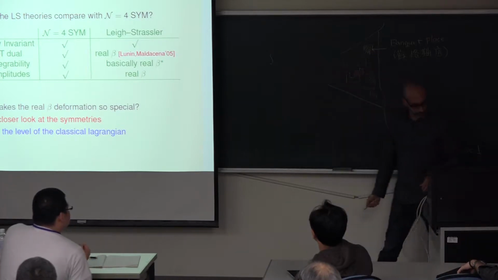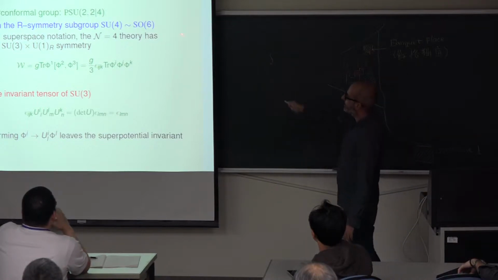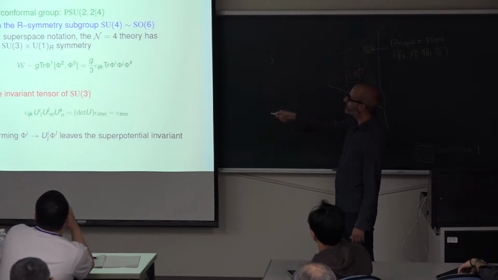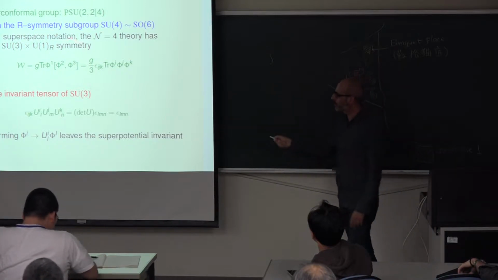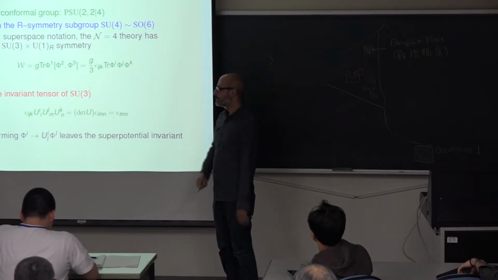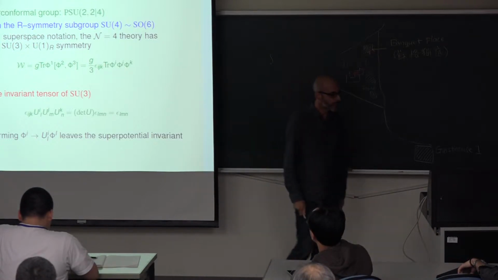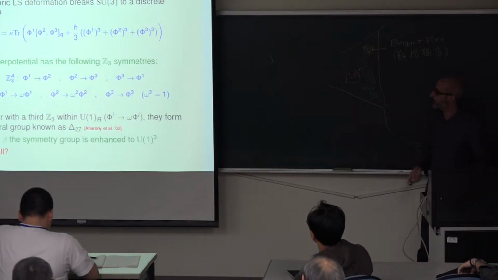So let's take a closer look at the symmetries to understand what makes this beta deformation so special. Let's go back. We have this superconformal group. You can write this as an SU4, but in N equals 1 superspace, you only actually see this part, the SU3 times U1. And this you can see very clearly here. If you write it like that, then this epsilon is just basically the invariant tensor of SU3. So if you do a transformation phi to U phi, then this just gives you the determinant, and you get that it's the same. So that's how we see that there is an SU3 symmetry. Of course, there's also U1, which is kind of obvious.